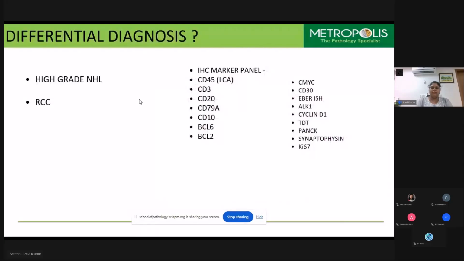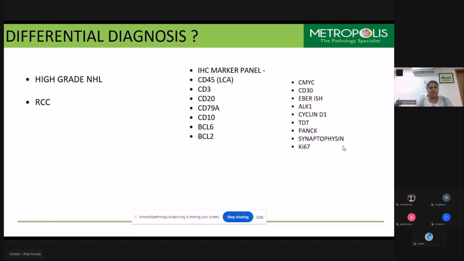So yeah, most of you have given a differential of a high-grade NHL. Few of you have given renal cell carcinoma. But I would go more towards an NHL, and I have put markers also more for a non-Hodgkin's lymphoma. I thought that pan-CK would suffice to rule out other carcinomas, and synaptophysin just to rule out a large cell neuroendocrine carcinoma.